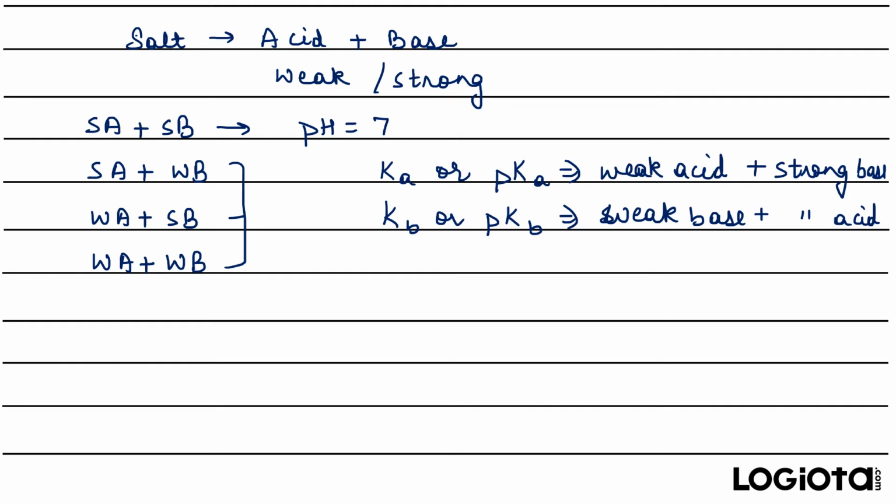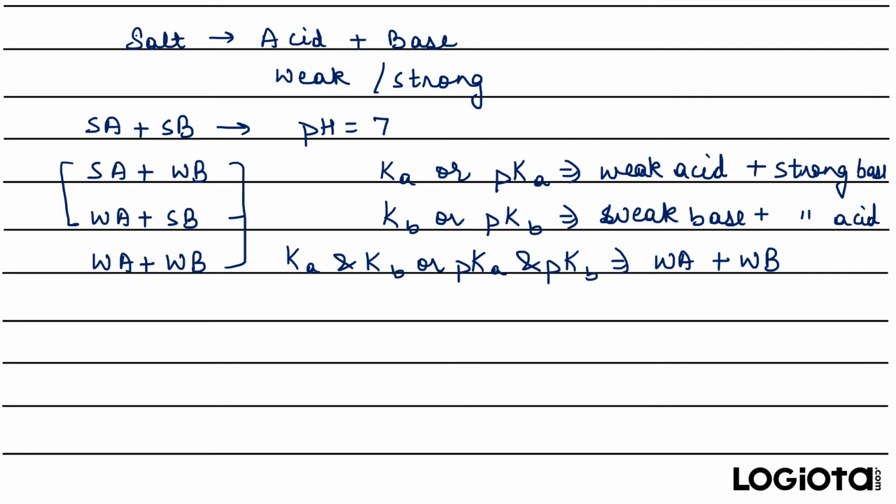And if both Ka and Kb are given, or pKa and pKb are given, then it means it is a combination of weak acid and weak base. So we will concentrate on these two topics this time, to find the pH of these two combinations.